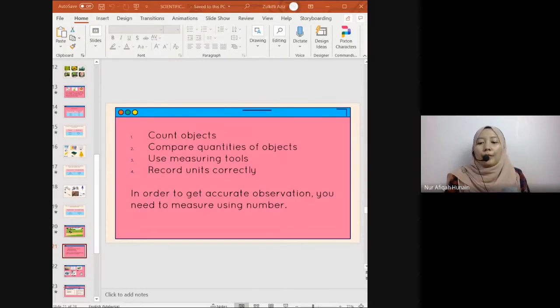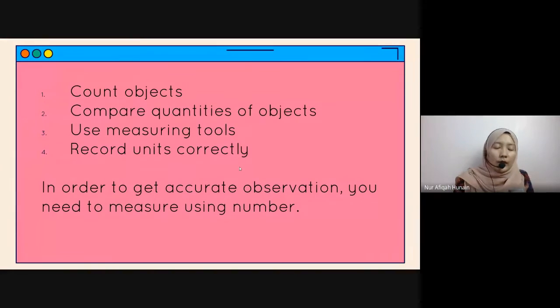Alright, so that's it about measuring and using numbers. You are able to measure and use numbers if, first, you can count objects. Second, you can compare quantities of objects, like which one is heavier and which one is less heavy. Third, you are able to use measuring tools correctly. And fourth, you record units correctly.